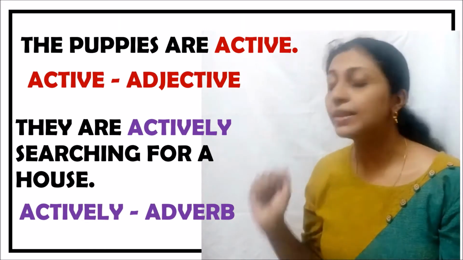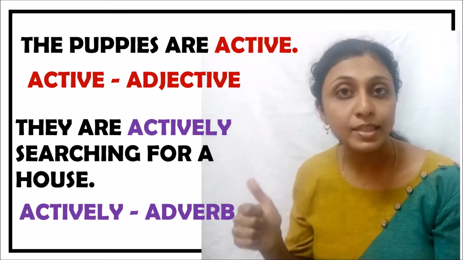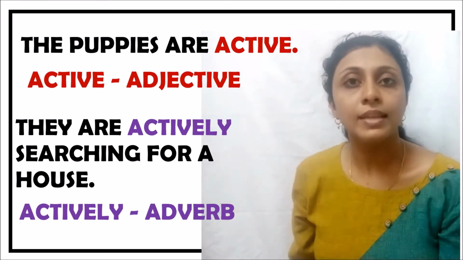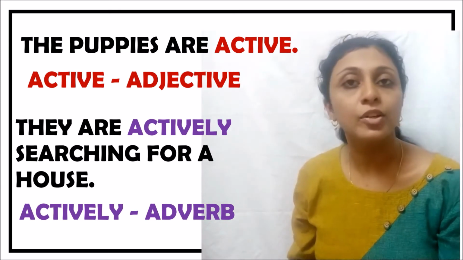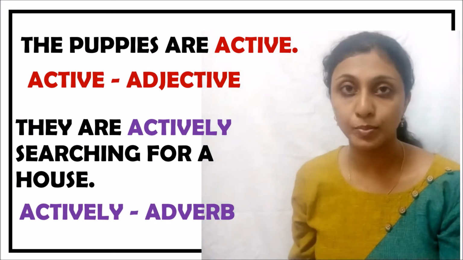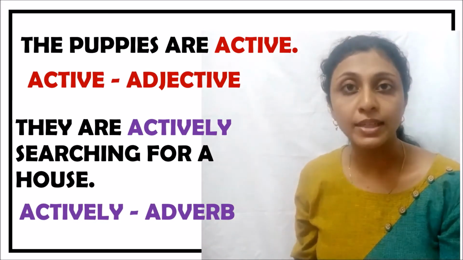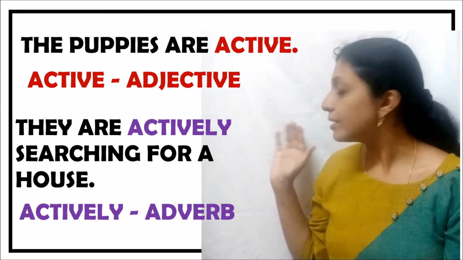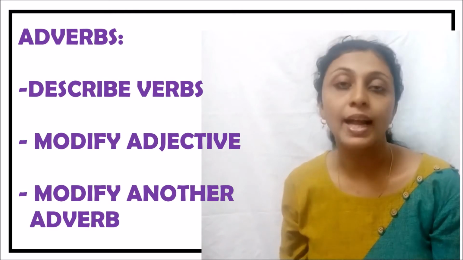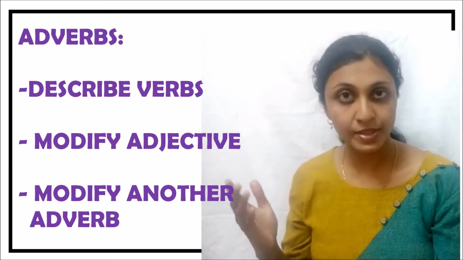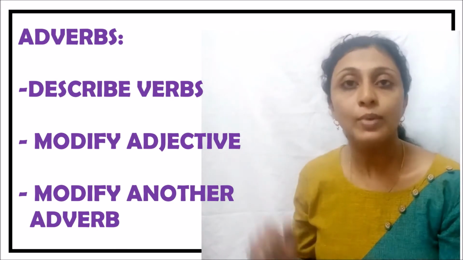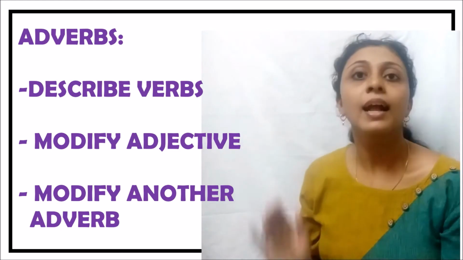And why is actively an adverb? First of all, you can identify it as it has got the ending ly, whereas in the rest of the forms of the word act, we do not have any endings with ly. Therefore, actively is going to be the adverb. And here, actively is describing the verb search. So adverbs are used to describe verbs. Adverbs can modify adjectives, and they can also modify other adverbs as well. We'll take a look at these types of sentences as we move further.